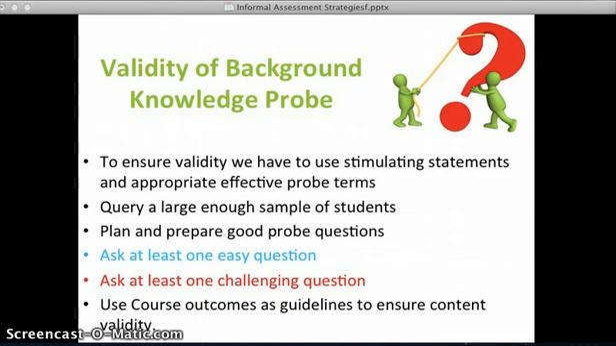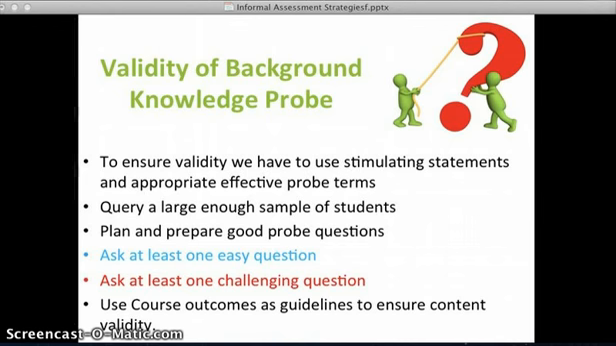Now, what are the shortcomings of the background knowledge probe? My students may not share the knowledge or may not take it seriously. To address that, it's very important that I put in some stimulating statements or appropriate, effective probe terms. Again, a query of a large enough sample of students is important. Then plan and prepare good probe questions.